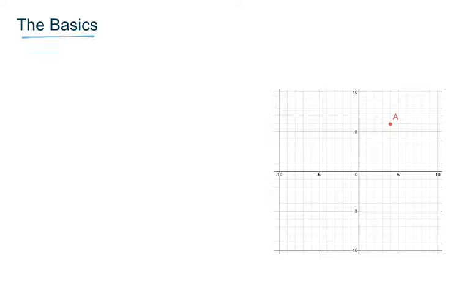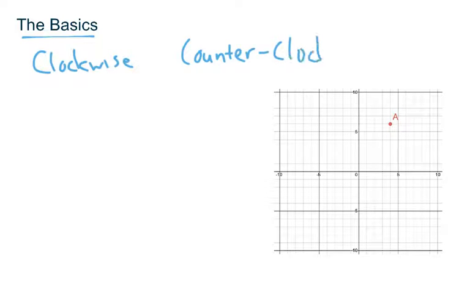So the basics. First, let's start off talking about the different ways we could go about a rotation. We have different directions. So we have clockwise and we have counterclockwise. If we're going clockwise, we're going from left to right, like that. If we're going counterclockwise, we're going the other way around. So clockwise will be spinning to the right, and counterclockwise will be spinning to the left.